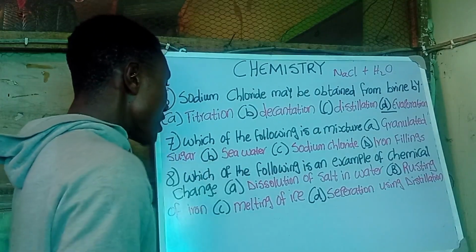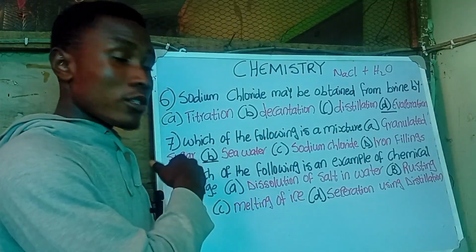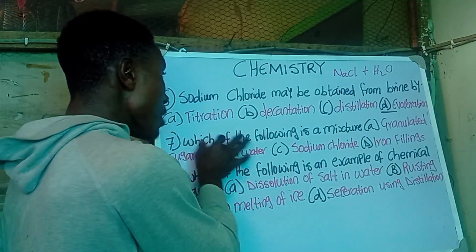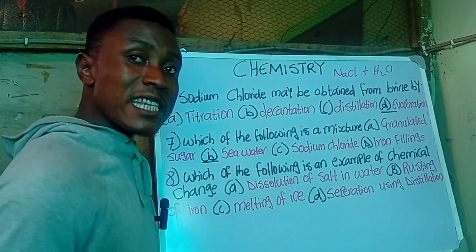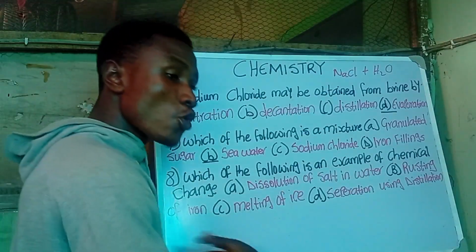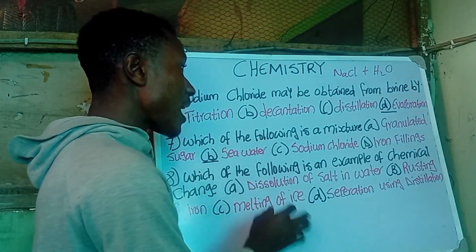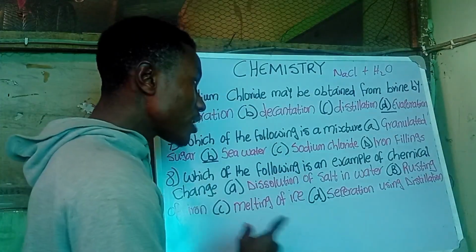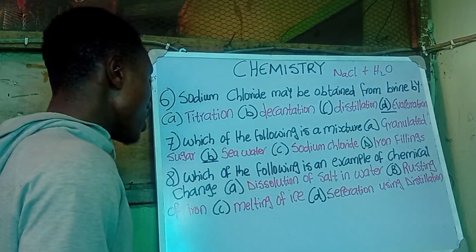Seawater is basically a heterogeneous mixture, because it contains different substances in the water, right? Dirt, different things, shoes, dirty things, plastics in the water. So seawater is an example of a mixture, unlike sodium chloride, iron filings, and granulated sugar.